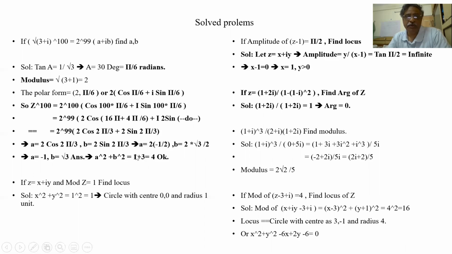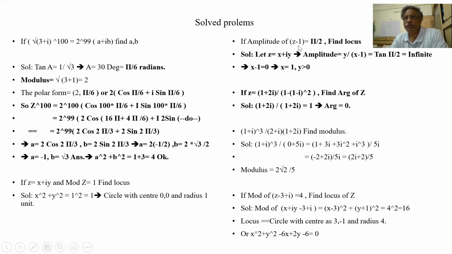Is equal to 1 plus 3, that is 4. So the modulus of this is also 4. Now let us say, if z is x plus iy and mod z is 1, we have to find the locus. So what is the mod of z? x square plus y square is equal to 1. This is a circle with radius 1 and the origin as center. So such problems will come. We have to find modulus and locus.